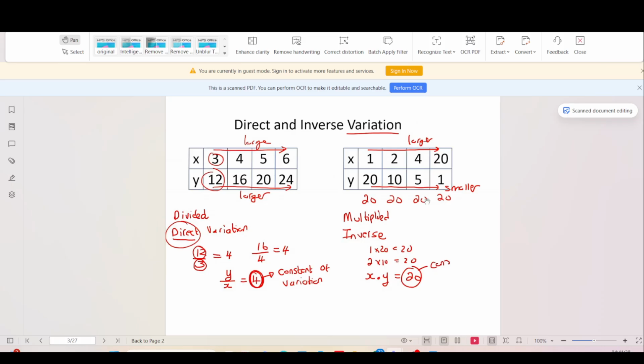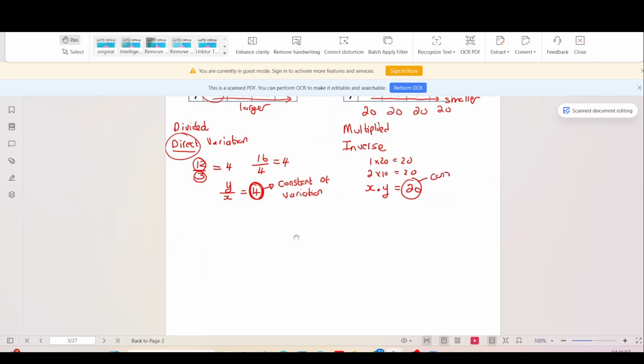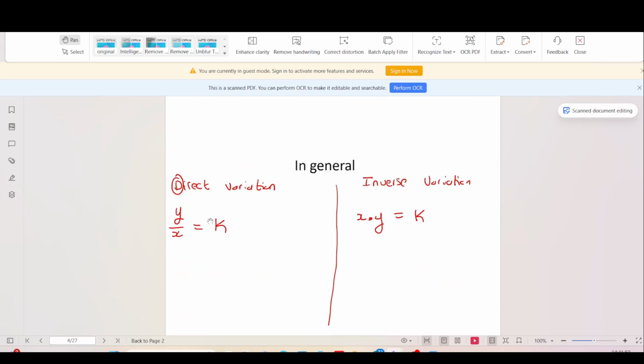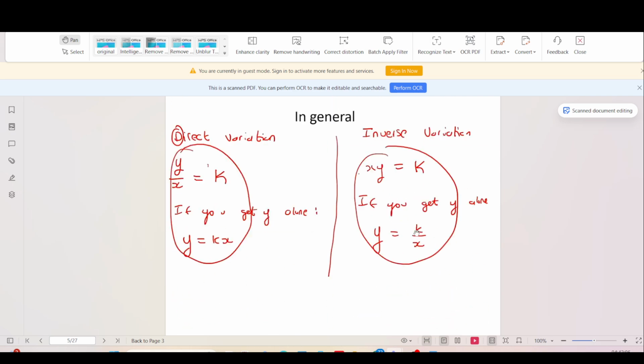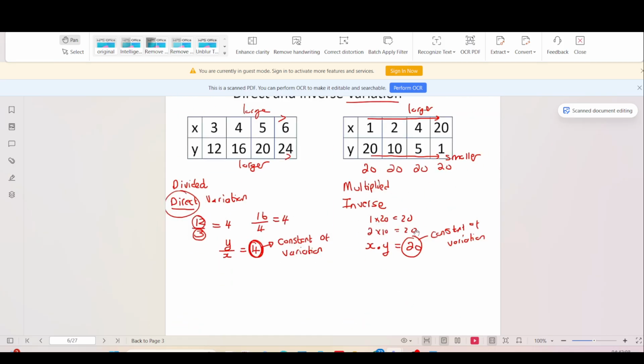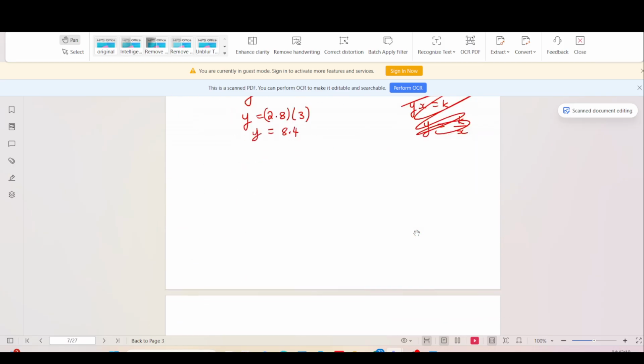So direct is y over x, and inverse is x times y. In case of direct, you are getting a constant by dividing, and in inverse, you are getting a constant by multiplying. So d for divide, d for direct. This is how you can remember. Direct: y over x equals a constant. Inverse: x times y equals a constant. Okay, let's see some questions.